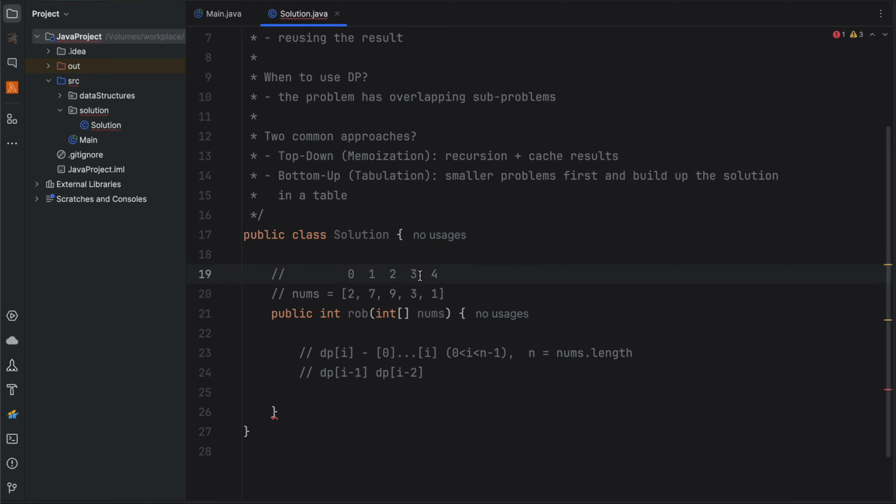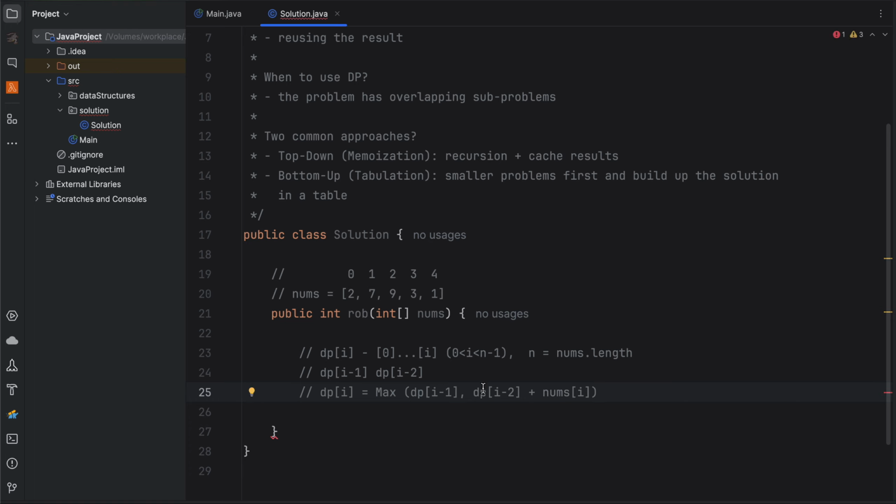subproblem? Well, the solution would be either the solution of the sub-array that ends in the previous house, or the solution of the sub-array that ends in dp of I minus 2 plus the amount of money in the house 3. Why is that the case? So we can write this down. dp of I would be the maximum value of dp of I minus 1 and dp of I minus 2 plus nums of I.